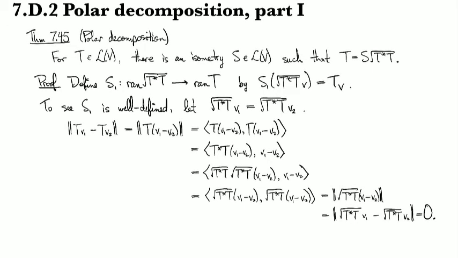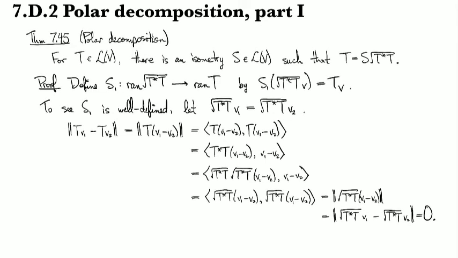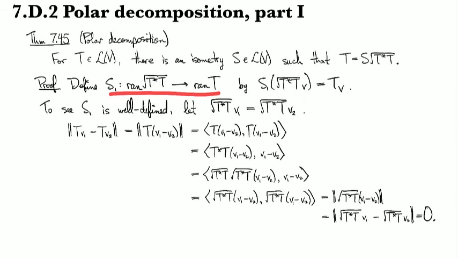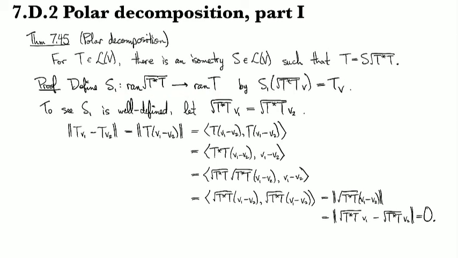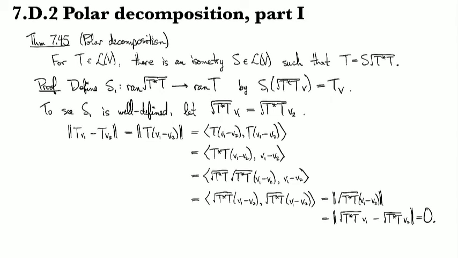Okay. But we're not done. This shows that S1 is well defined, but so far we just know that it's a well-defined mapping from the range of one guy to the range of the other guy. We still need to check that this is an isometry.